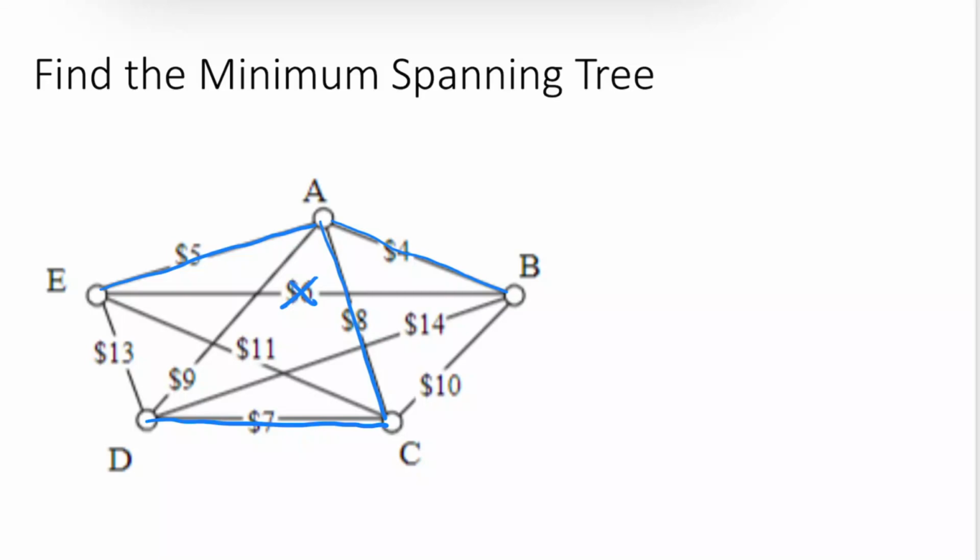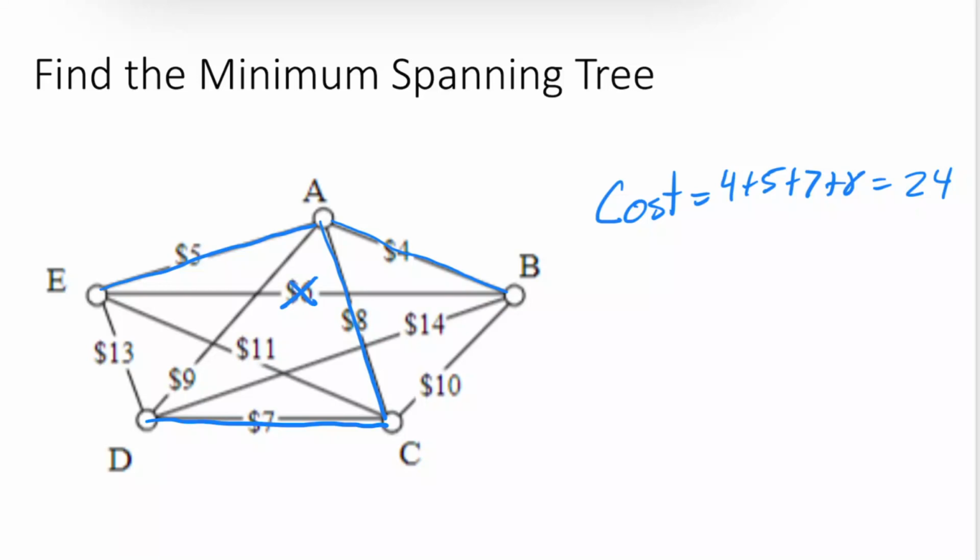And the cost of this minimum spanning tree is going to be 4 plus 5 plus 7 plus 8. And that would add up to 24. And so the cost of this minimum spanning tree would be $24.